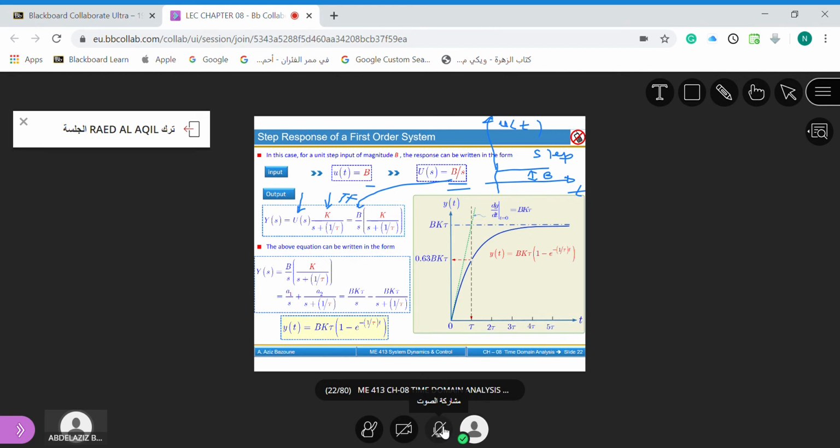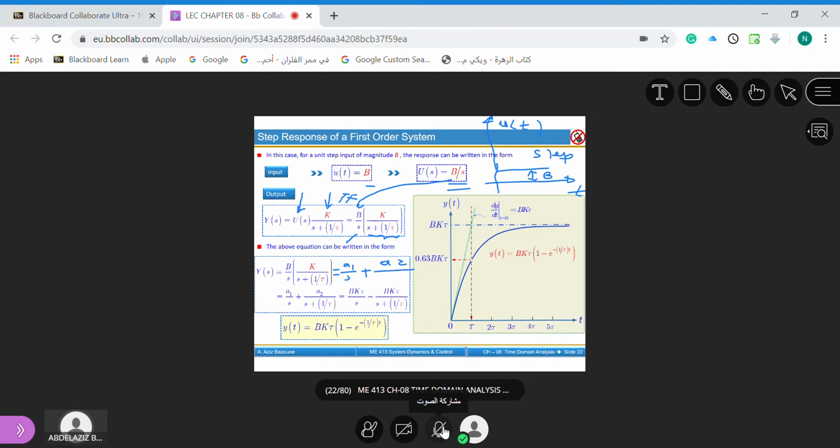If you look here, we have two poles: s is equal to 0, and s is equal to -1 over tau, which you can write in partial fraction. It will be A1 over s plus A2 over s plus 1 over tau. All you have to find is A1 and A2. We found them. We found that A1 is equal to K tau, and A2 is equal to minus BK tau.